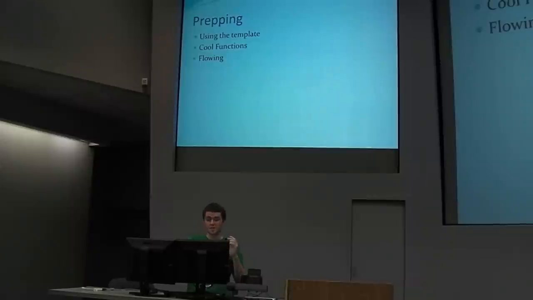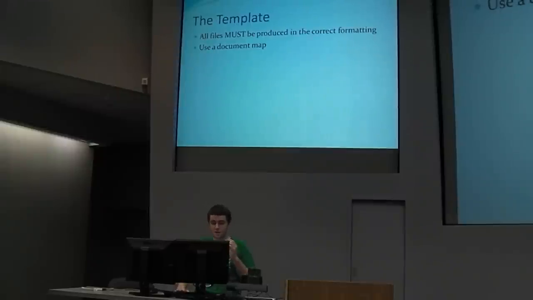It's a valuable skill. If you are flowing on the computer, you should make sure that you have everything set up and ready to go while you're prepping, and that you start organizing your flow template. The template, all files must be produced in the correct format, or else not a lot of it will work. You also need to use a document map. It's one of the options. You can click View, it'll say Document Map or Navigation Pane. And it shows up on the side, and it's like a table of contents, basically, that you can scroll through and click on to navigate the file very easily. It allows you to find all of the different parts very quickly. You should use that while you're prepping.